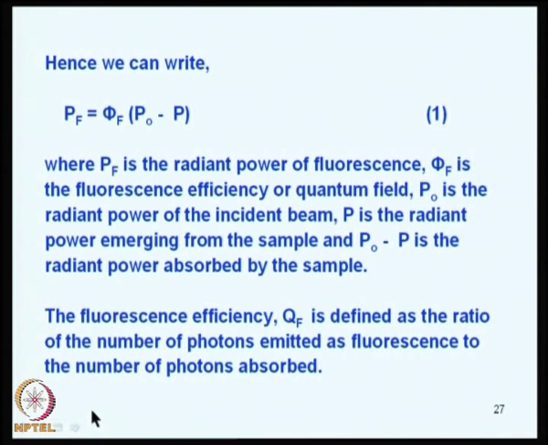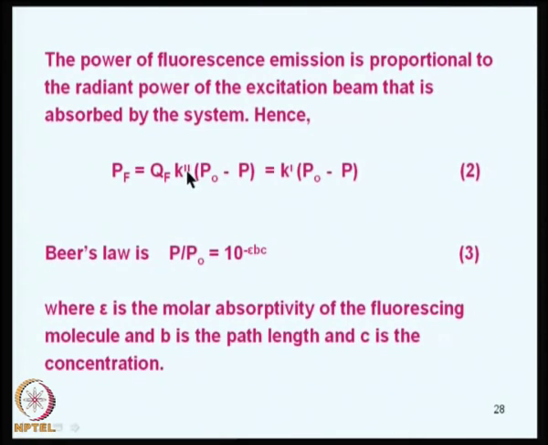The fluorescence efficiency is defined as the ratio of the number of photons. This we have discussed earlier. We can write using the equations, the power of fluorescence emission is proportional to the radiant power of the excitation beam that is absorbed by the system. So, we can incorporate a constant k double dash: fluorescence efficiency multiplied by a constant multiplied by the difference in the radiation, that is P naught minus P. And since Qf is also a constant for a given system, we can convert it into another constant k dash into P naught minus P.